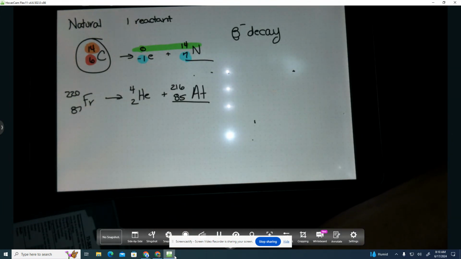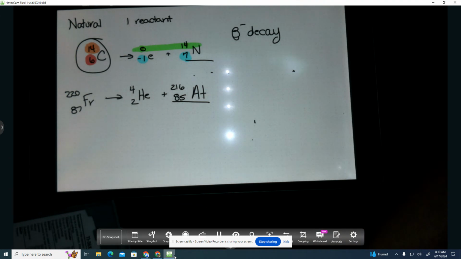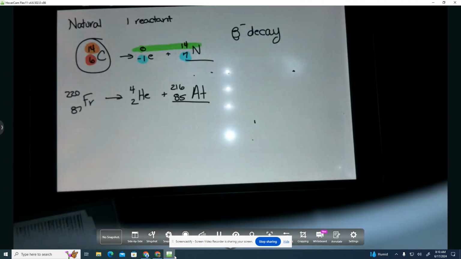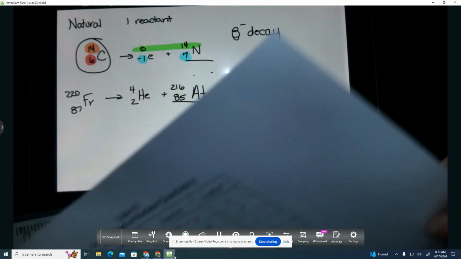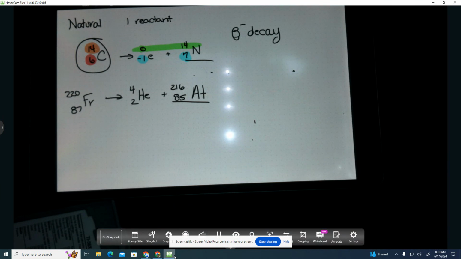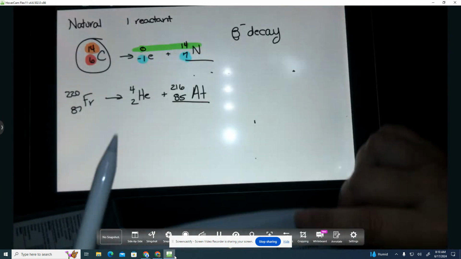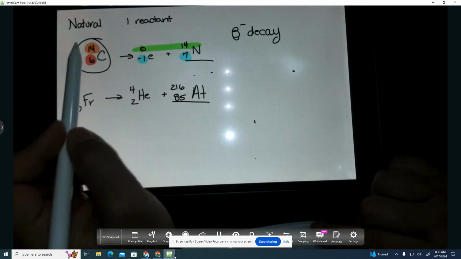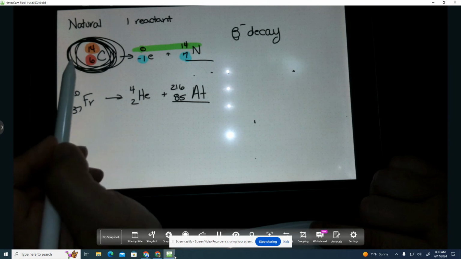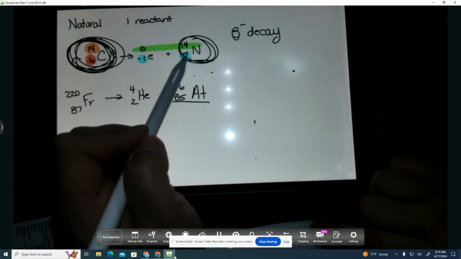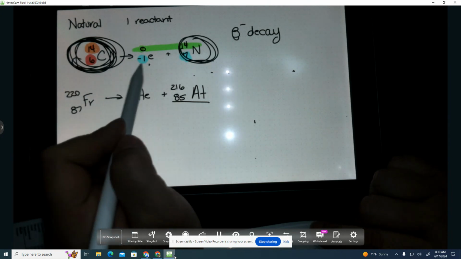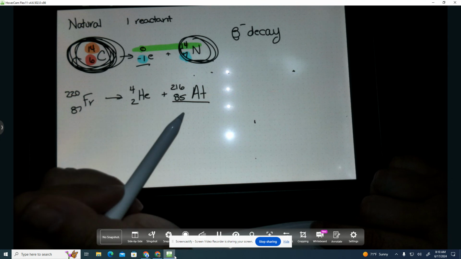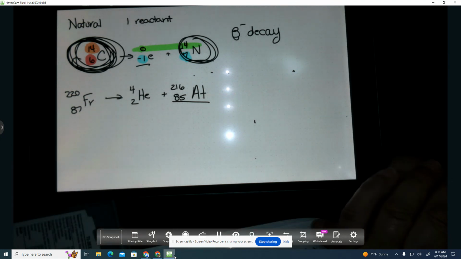Alpha decay, beta decay, positron emission. All three of those are natural transmutations. The word transmutation means to change. It is changing from whatever it starts as to whatever it ends as by giving off whatever particle it is, beta particle, alpha particle, and so on.